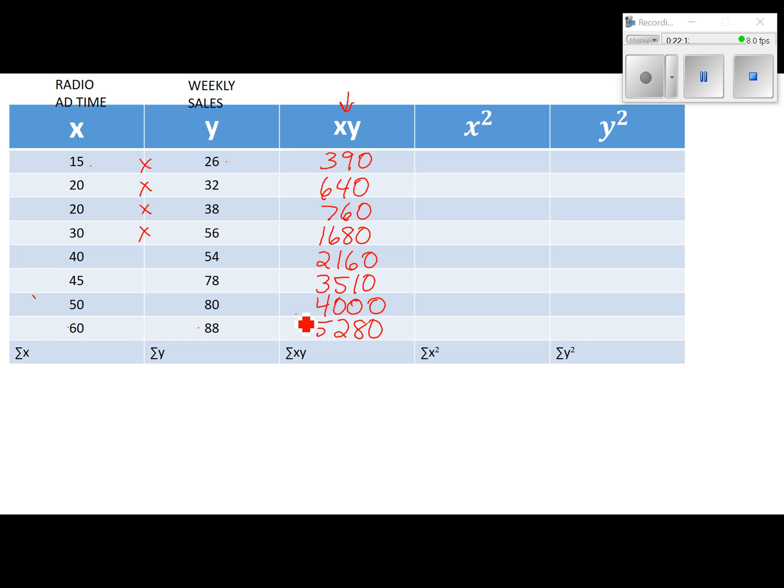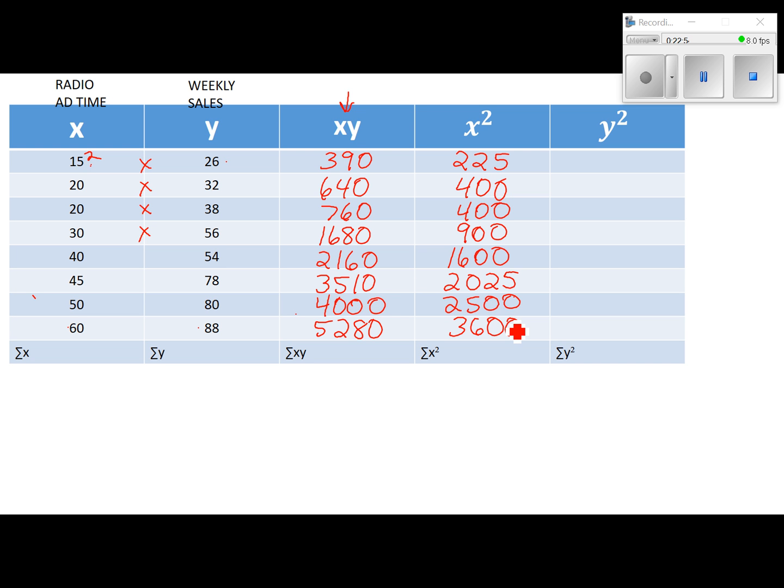The next column, x squared: you take each one of these x's and square it. You punch it into your calculator. 15 squared is 225. 20 squared is 400. 20 squared is 400 still. 30 squared is 900. 40 squared is 1600. 45 squared is 2025. 50 squared is 2500. And the last one, 60 squared is 3600.